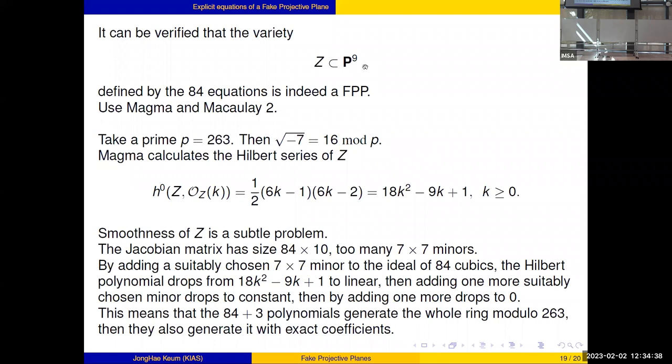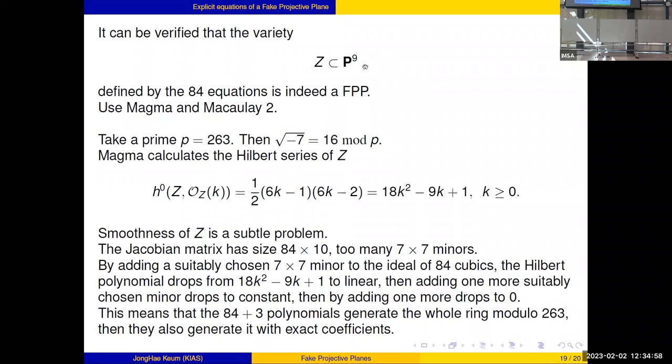Well, so we get these equations by computer. And how can you be sure? How can you believe a computer works? Also, it can be verified that the variety defined by these 84 equations is indeed a fake plane.